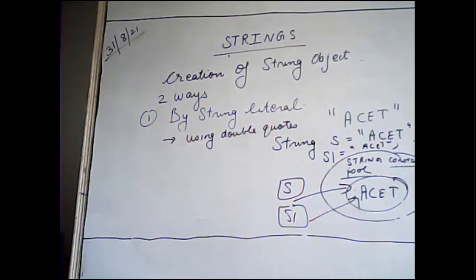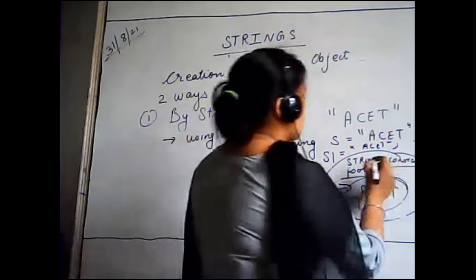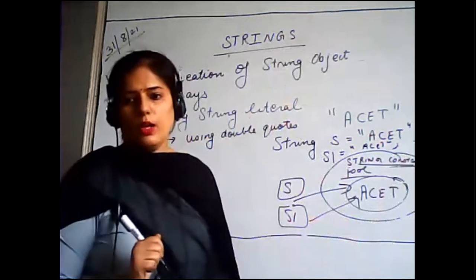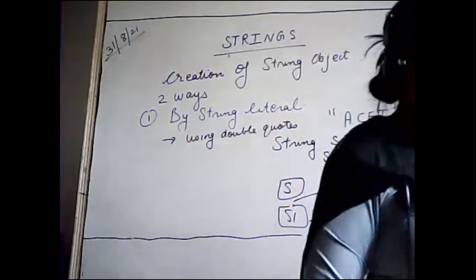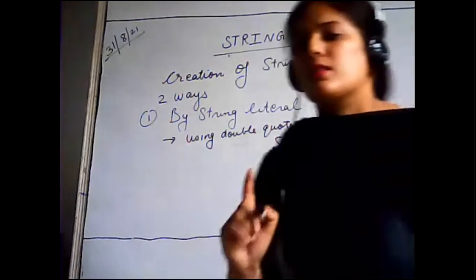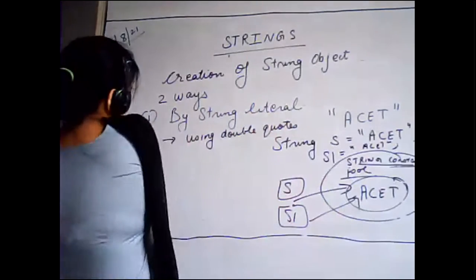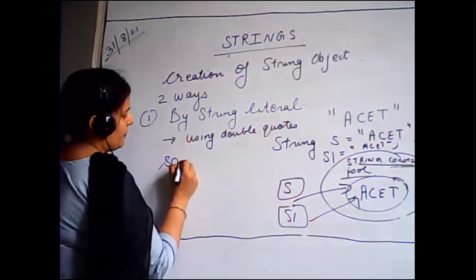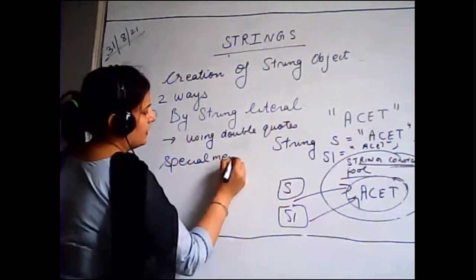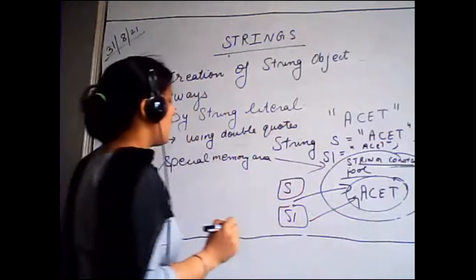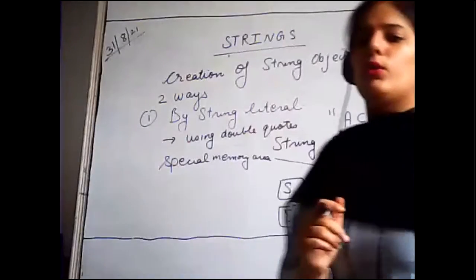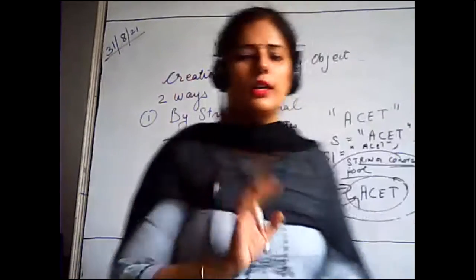The second concept is: what is the purpose of the string constant pool? String objects are basically stored in a special memory area. How do we represent the string constant pool? It is a special memory area given in Java. String objects are stored in a special memory area known as the string constant pool. It is a special memory area in Java that you can use to refer to different strings in the Java language.